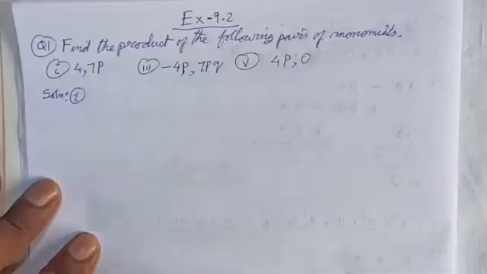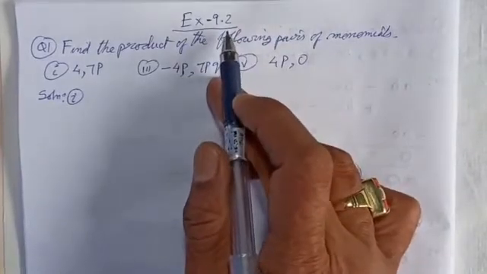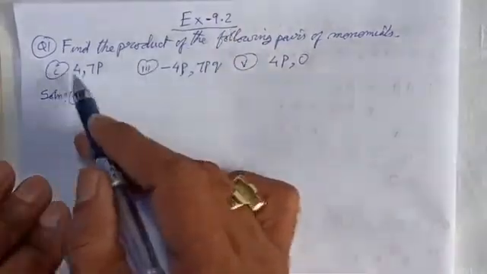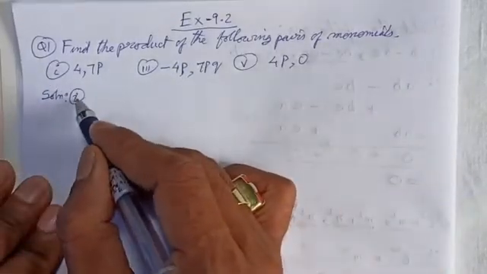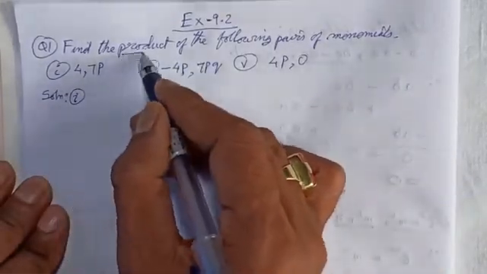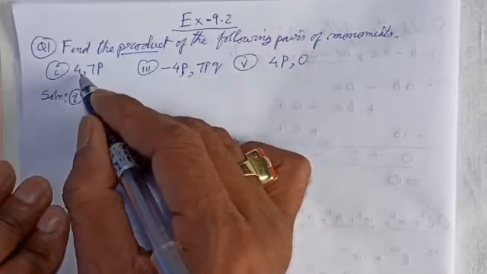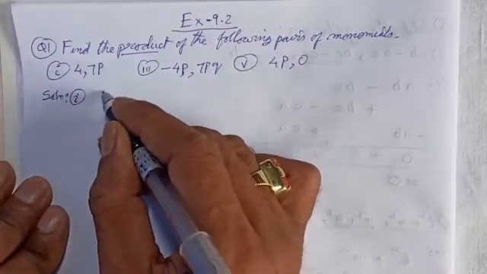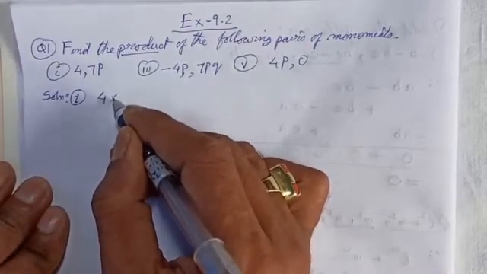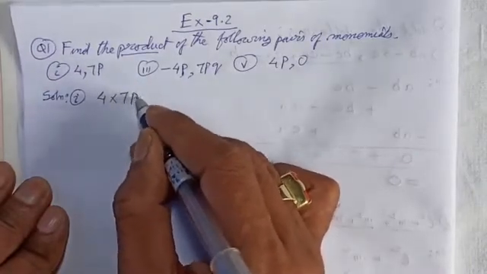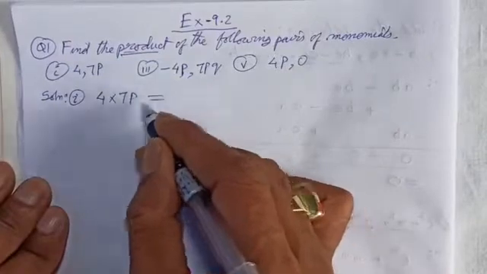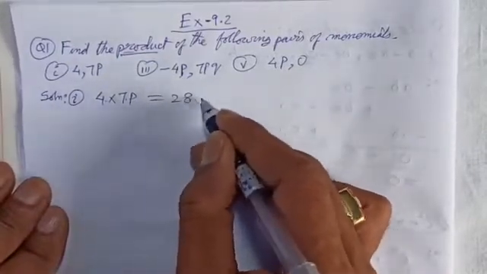Now let's start exercise 9.2. Question number 1. Find the product of the following pairs of monomials. Let's start with Roman number 1. Solution. Product means multiply. So the first monomial is 4, and the second monomial is 7p. So product means we have to multiply. 4 times 7 is 28, so 28p.